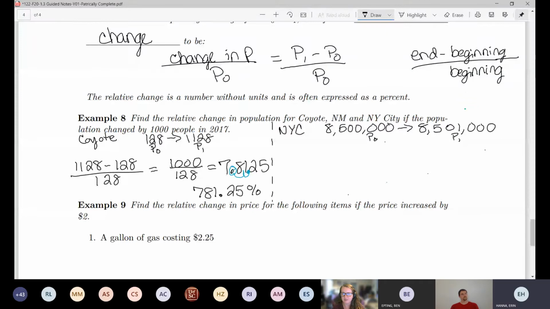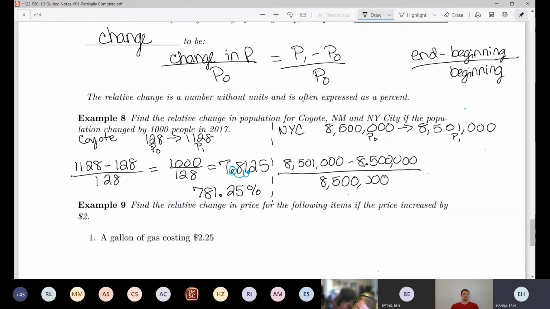So we're doing our end minus beginning over beginning. Our ending value was 8,501,000 minus 8.5 million, all over 8.5 million. Sorry, such a large number. So that's going to be 1,000 over 8.5 million.